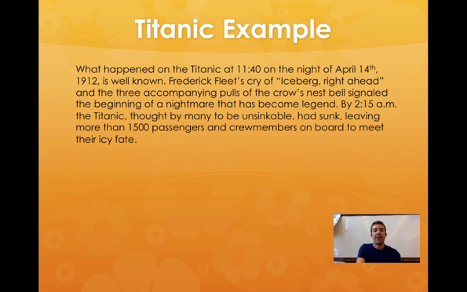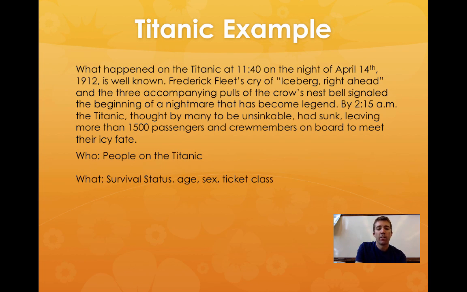We want to know what the five W's of this problem are. Okay, so starting with the who. Who are of course the people on the Titanic? Those who died. Okay, what? Well, what are the categories? So the survival status, whether they lived or died, the age, the sex, male or female, and then of course the ticket class, whether they're first, second, third, or a member of the crew.